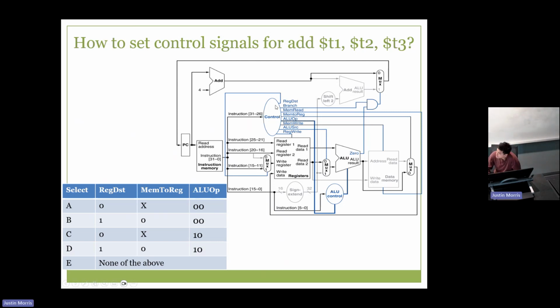In order to implement this control block, we need to build out that truth table. Based on the inputs of opcode, what do my outputs need to be? So this is our first question. If we are going to set control signals for an R-type instruction with add, what do some of these control signals need to be? And your code is 639.